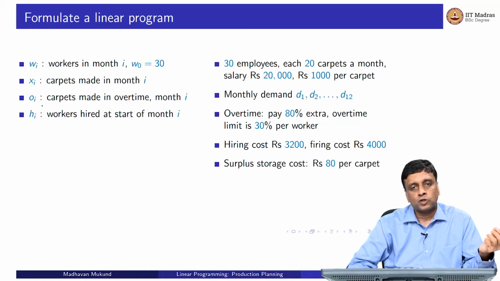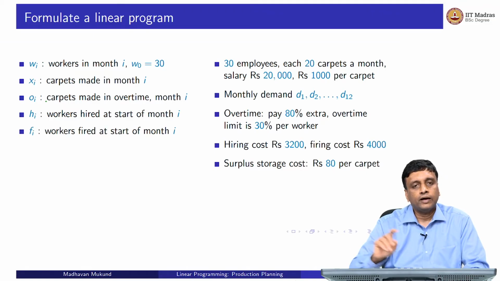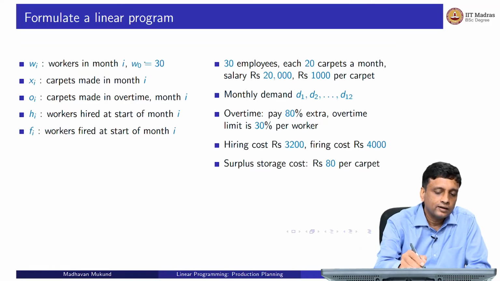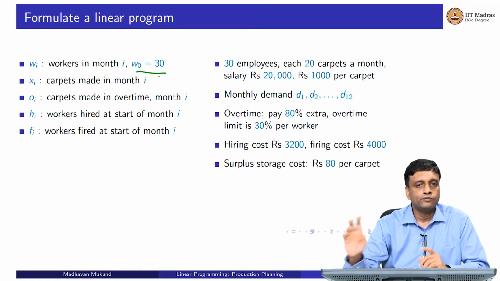So we also have this possibility of adding workers and removing workers. So HI will be the number of new workers we hire at the beginning of the month I, and FI will be the number of workers that we get rid of at the beginning of month I. So for instance, we start at the beginning of January, we had 30 employees. Supposing we needed only 27 employees in January, we could have started with F1 equal to 3. That is, we could have fired people at the beginning of January itself.